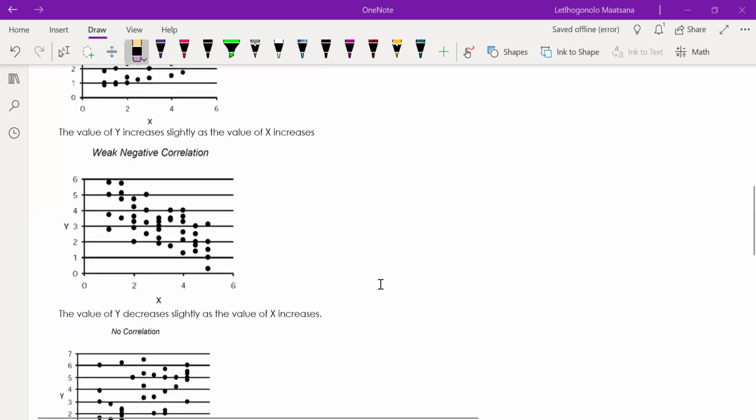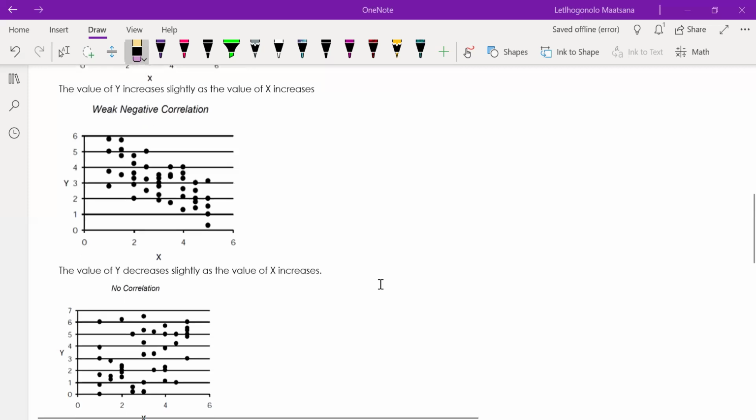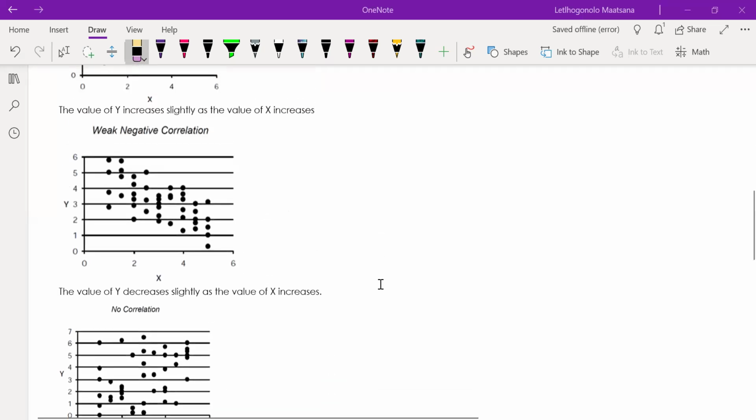We have a weak negative correlation. Here we can see that when the x increases, the y will slightly decrease, but the relationship that you are making out is not so clear.